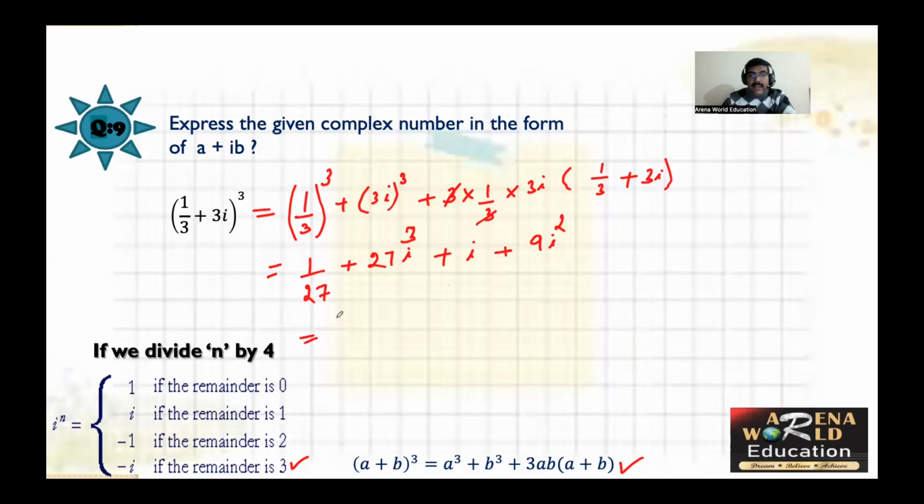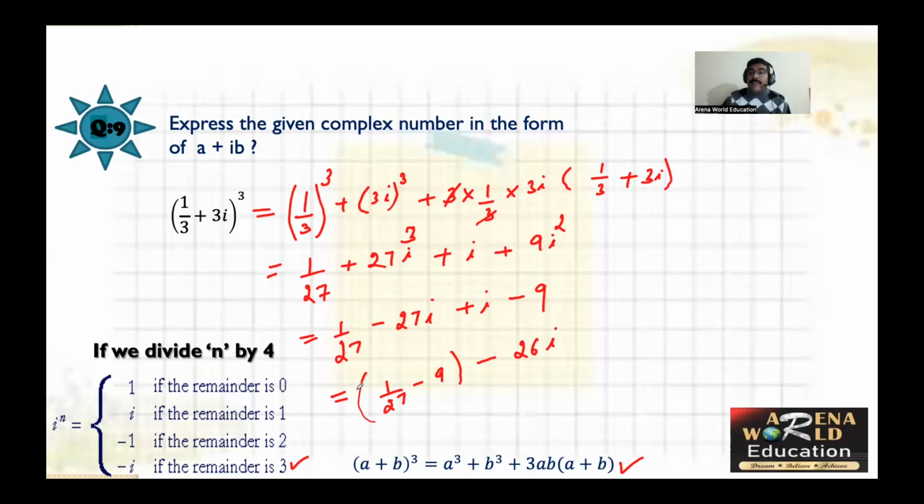It means the value of iota cube will be minus iota. So I will write minus 27 iota, plus iota is already there, and iota square is minus 1, so 9 into minus 1 will be minus 9. So next step, we will write like terms together: 1 upon 27 minus 9, and minus 27 iota plus iota, that will be minus 26 iota.